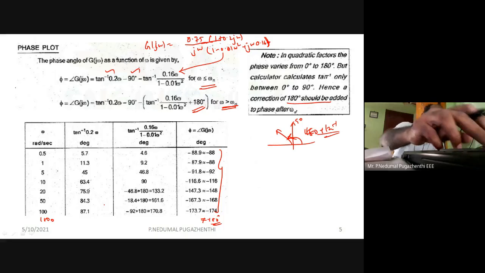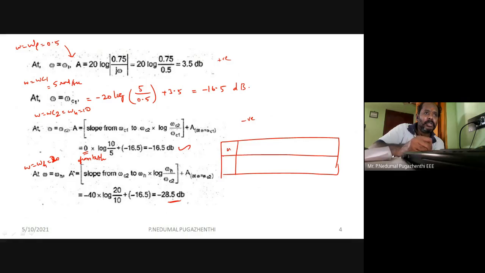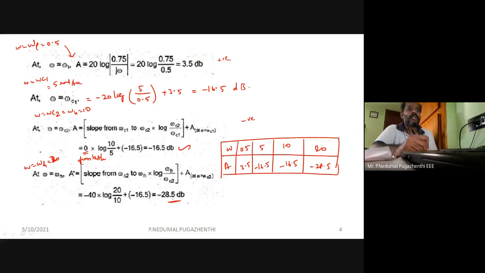So if I take these points, let us say I will make a table as I normally do for the magnitude. This is omega and A in decibels, for different values of omega. Initially it starts from 0.5. At 0.5 it is 3.5. At 5 it is going to be minus 16.5. At 10 it is also again minus 16.5. And at 20 it is going to be minus 28.5 decibels. Okay, so this is the value.